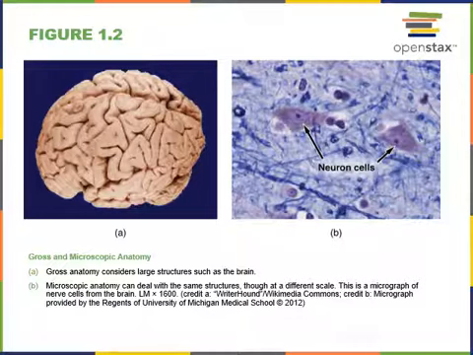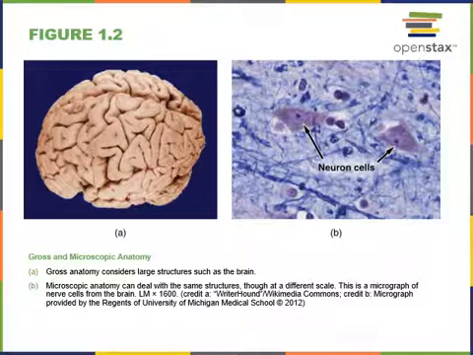Here on the left we can see an image of the human brain, and so the gross anatomy of the nervous system would include studying the structures visible to the naked eye, such as the specific lobes of the brain. We can see here the temporal lobe, frontal lobe, parietal lobe, and occipital lobe are all major regions of the brain.